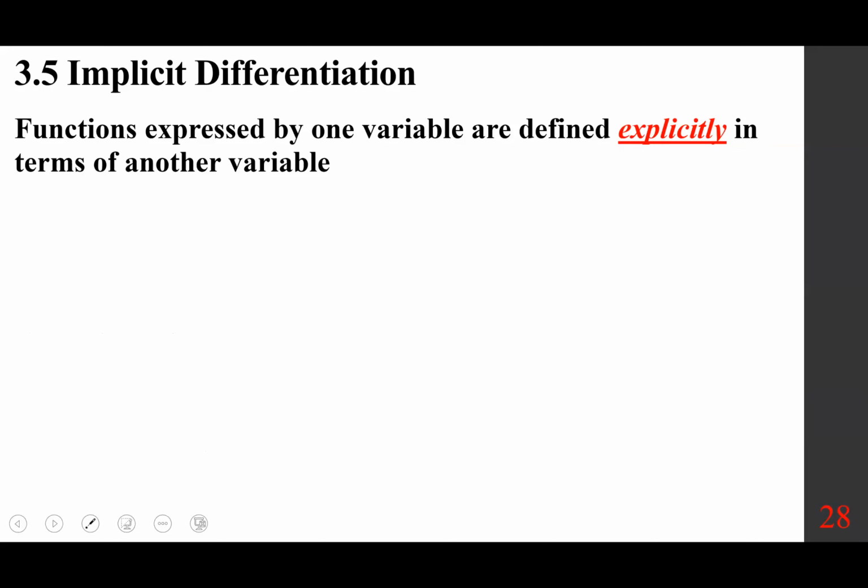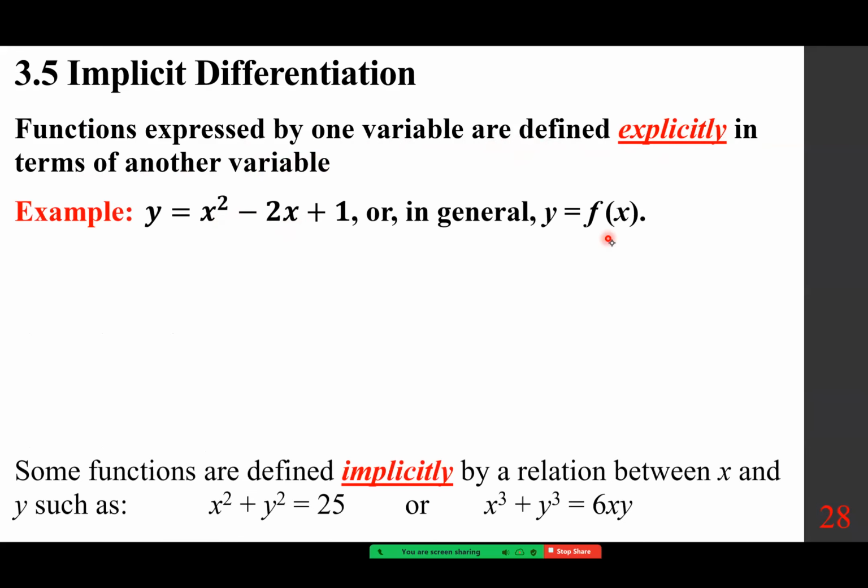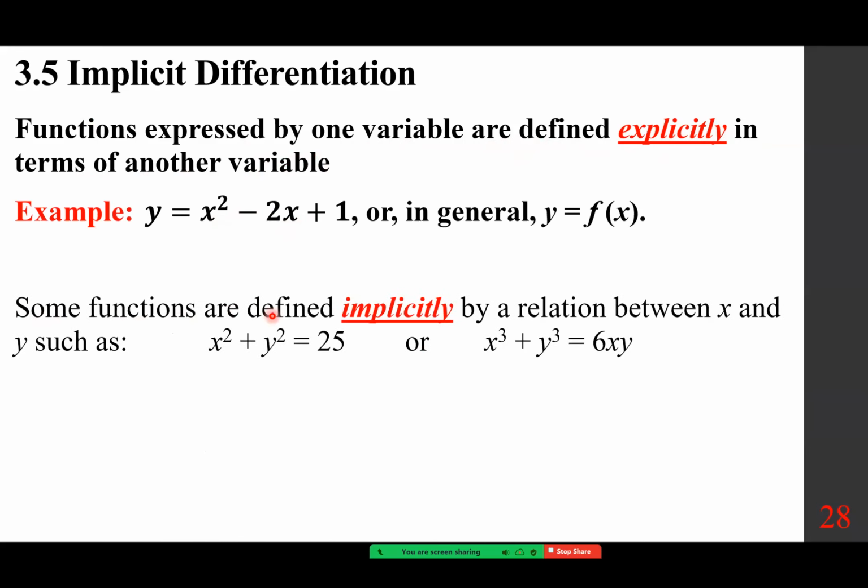Implicit differentiation. Functions expressed by one variable are defined explicitly in terms of another variable. Example, y equals x squared minus 2x plus 1, or in general, y equals f of x. However, some functions are defined implicitly by a relation between x and y, such as x squared plus y squared is 25, or x cubed plus y cubed is 6xy.